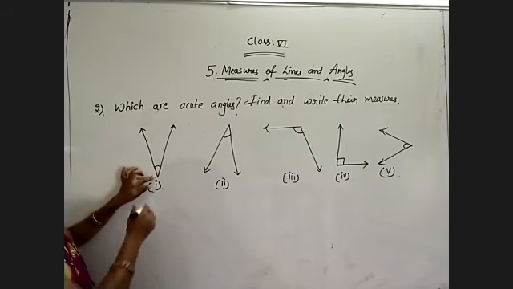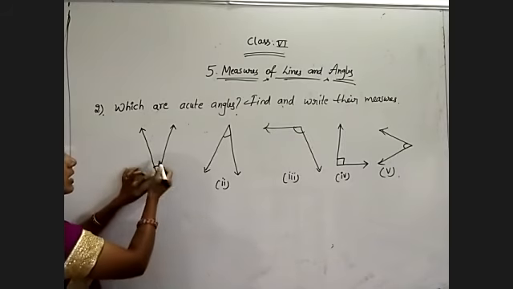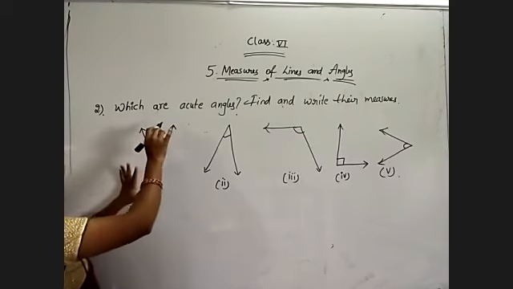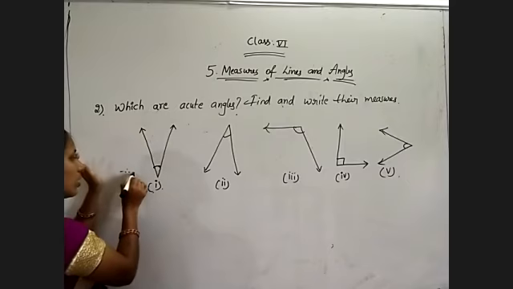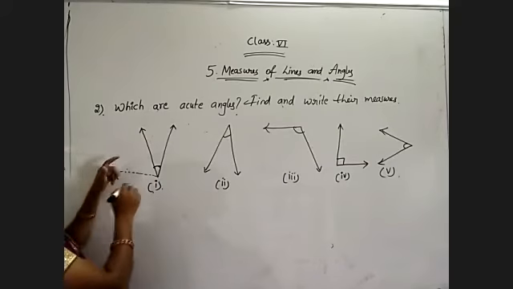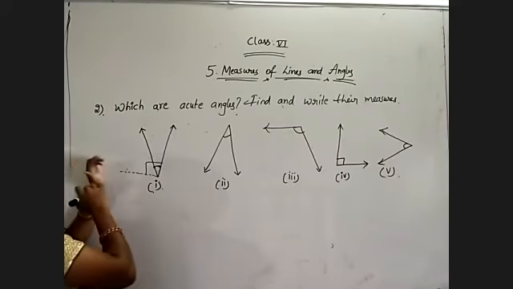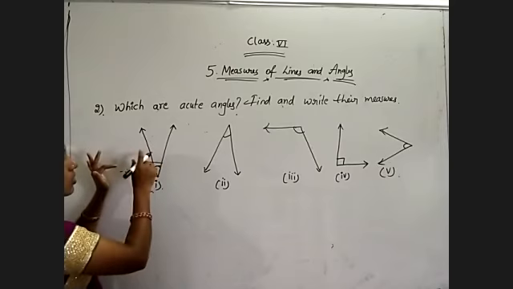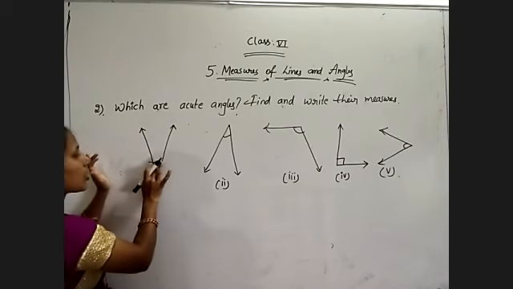See, angle 1 is very clear. Select any one of the arms in your textbook only. Try to construct a perpendicular, means an L shape. Okay, it is lesser than 90 degrees, no? So the first one is an acute angle.